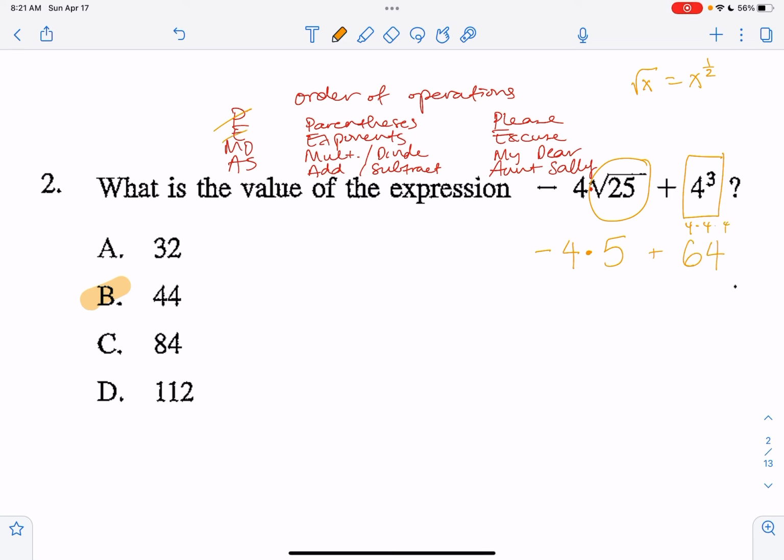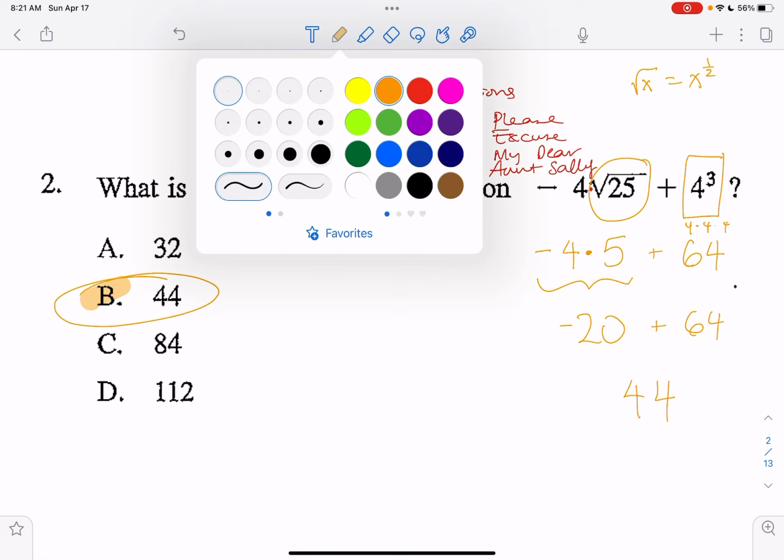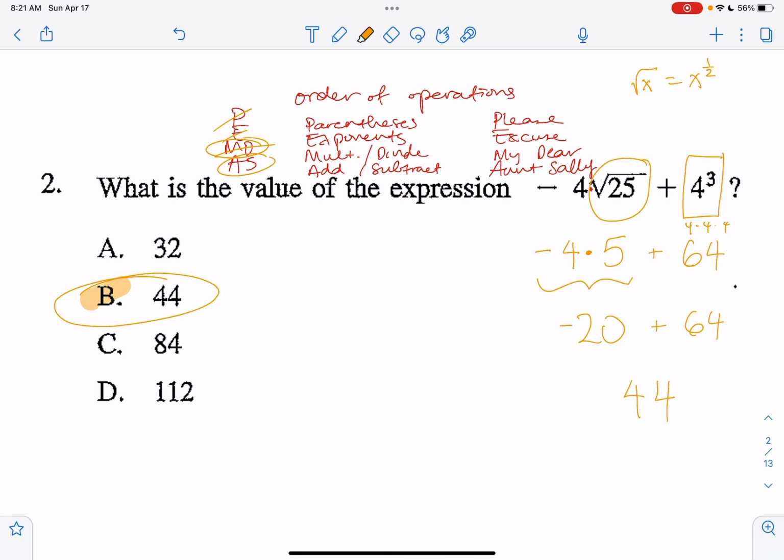So we're done with the exponents. Then you need to do multiply and divide. So negative 4 times 5 is negative 20. And then finally, you add or subtract. So 64 minus 20 will be 44. That's choice B. So for this question, the key is the order of operations. So parentheses, exponents, multiply, divide, add, subtract. You can also use a mnemonic device to help you.